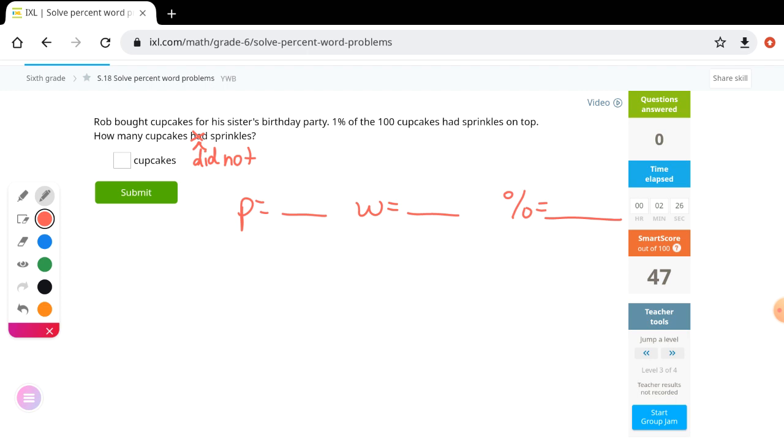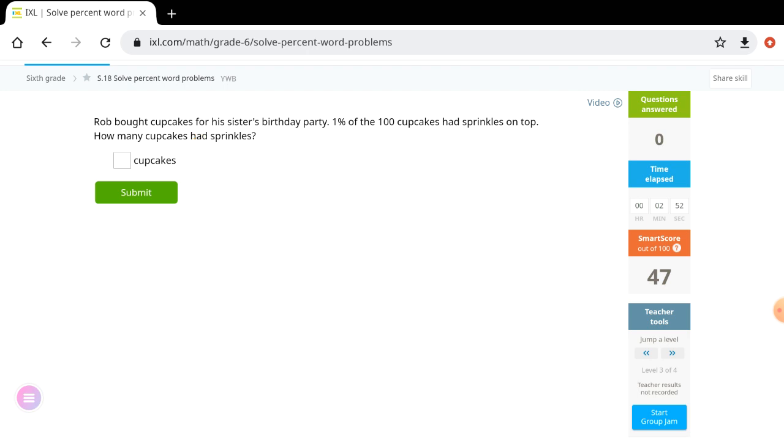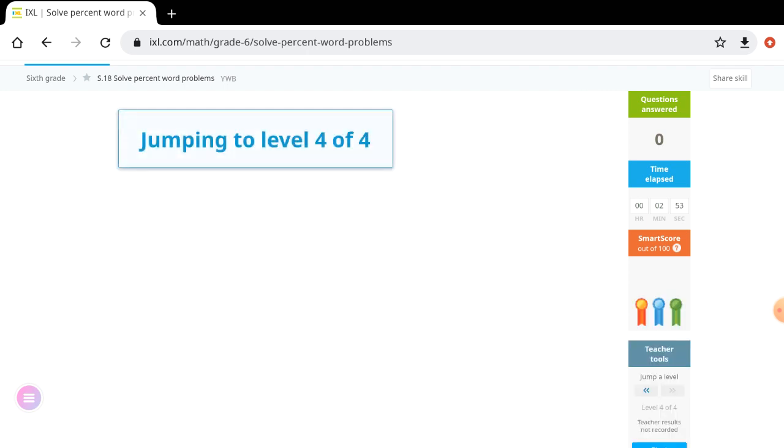So 1% of the 100, which that's telling us 100 is the what? The whole. The whole is 100. If 1% had sprinkles, what percent did not have sprinkles? 99%. And then if we're looking for how many did not have sprinkles, we are looking for the part that did not have sprinkles. Still not the ones I want. Maybe it's level 4.